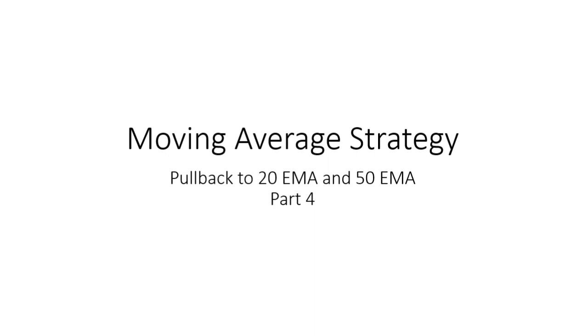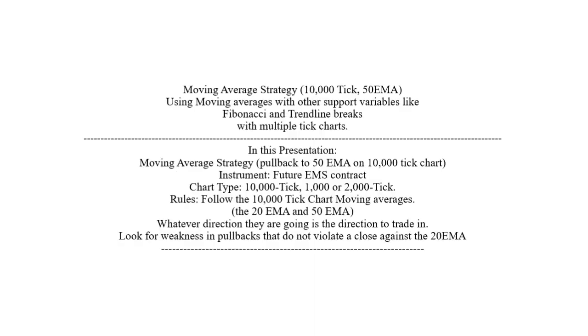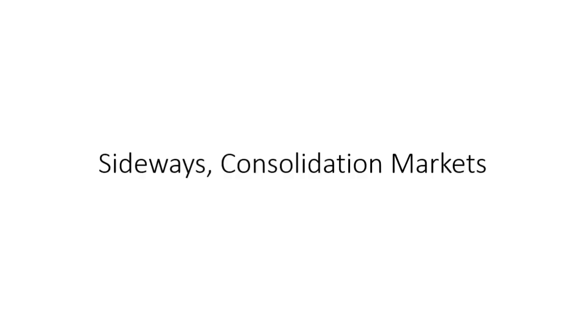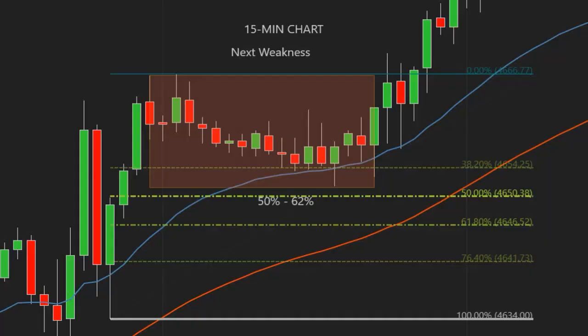So here we go. Let's start with just a quick picture of our rules. You can see the rules to this strategy here. Pause it and look at it, and then we're going to move right into the sideways consolidation markets. So let's go. On the 15-minute chart, this red box is the area we're going to look at because it is choppy and sideways.